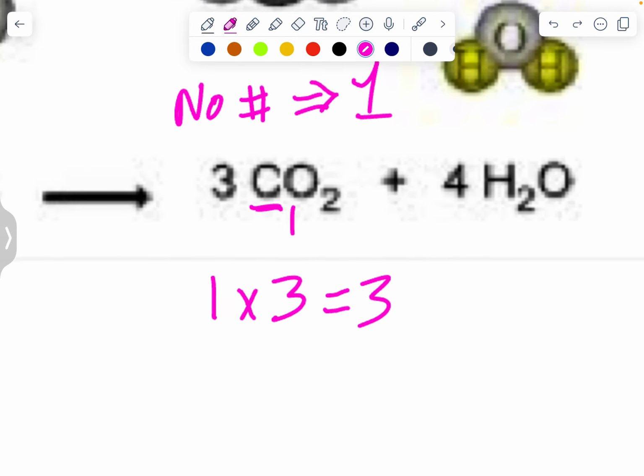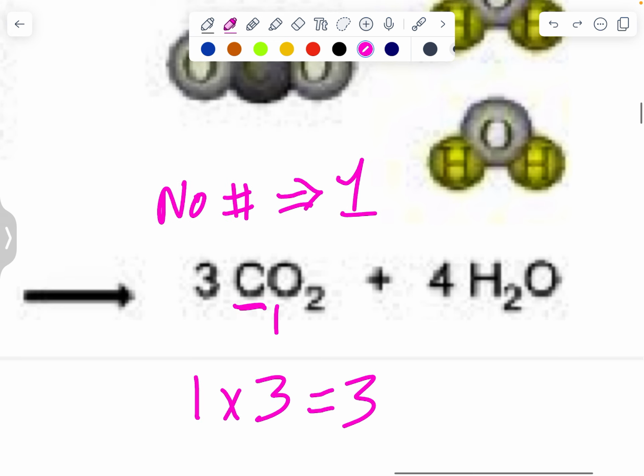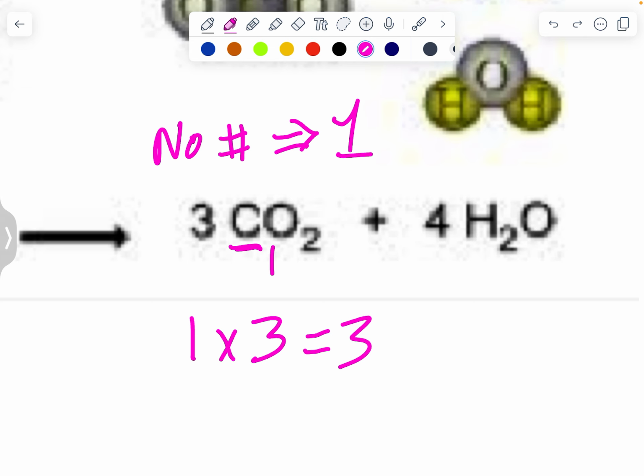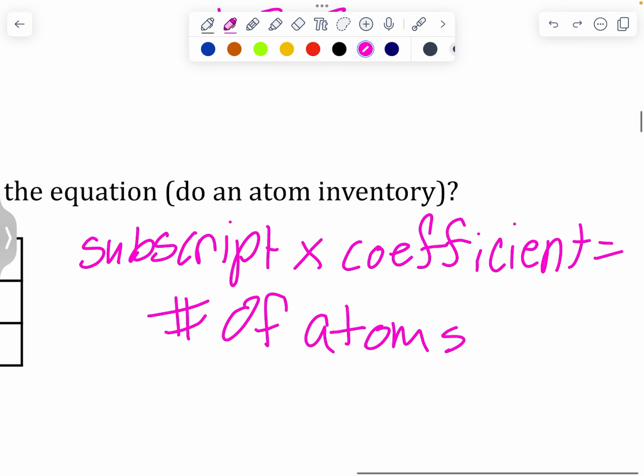I have an example for you in the product side. So carbon, there's no number to the bottom right-hand side. So no number means 1. I put a 1 here. Now, how many atoms do I have? Well, I'm going to take my subscript, my 1, times my coefficient, 3, equals 3. That's how many atoms I have. Please write down this formula here. Subscript times coefficient equals number of atoms. And you can pause the video to stop and look at this formula.